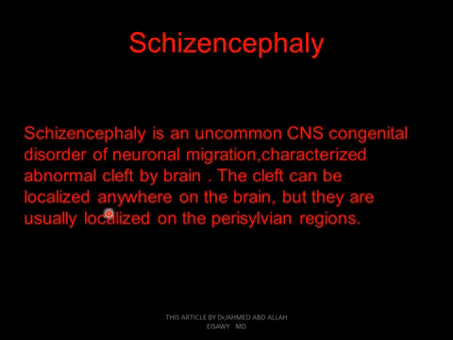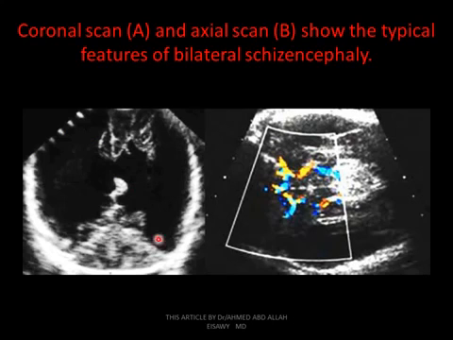Schizencephaly is an uncommon CNS congenital disorder of neuronal migration, characterized by an abnormal cleft in the brain. The cleft can be localized anywhere in the brain, but it is usually localized in the perisylvian regions. As we see in this coronal scan and the axial scan, the typical features of bilateral schizencephaly: cleft in the brain, especially in perisylvian regions.